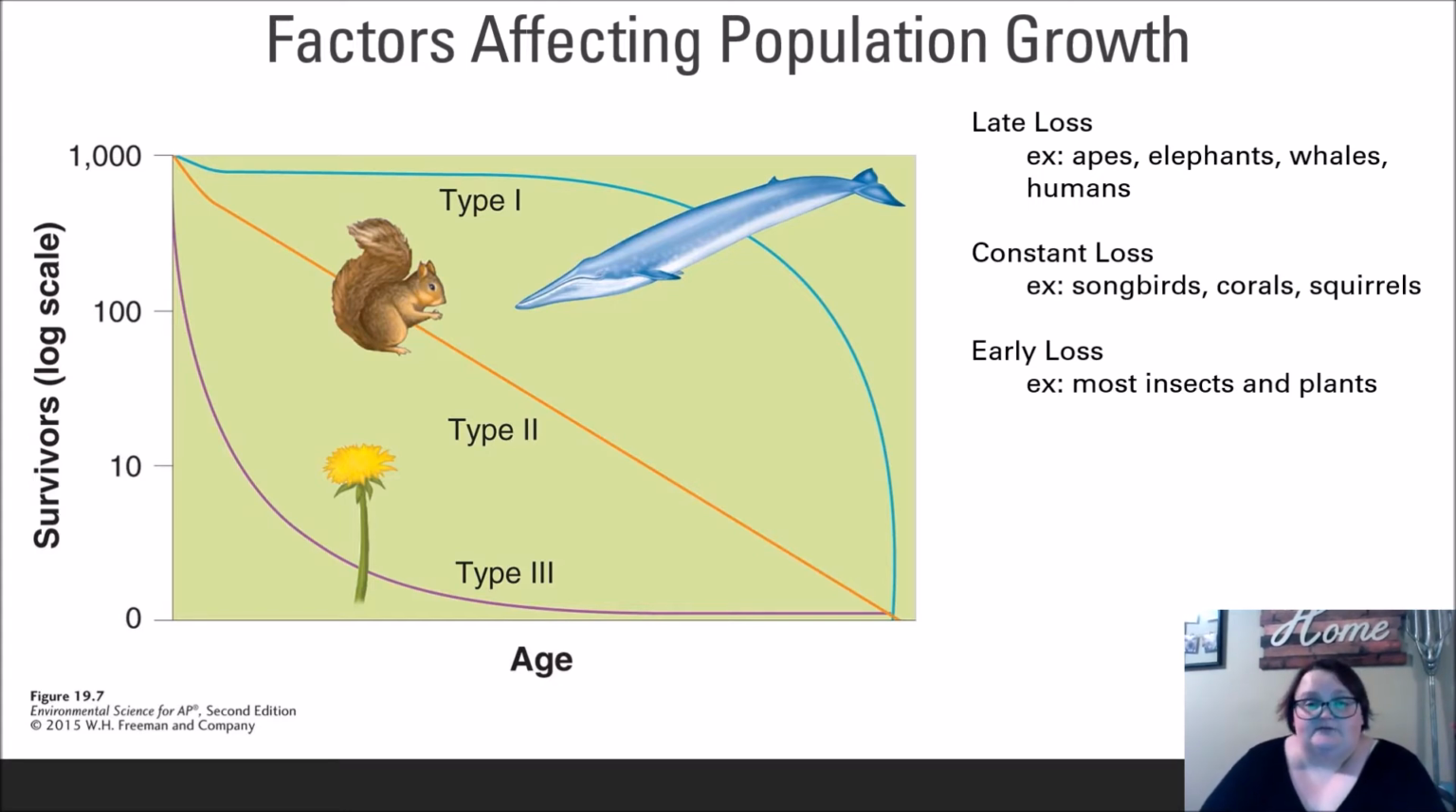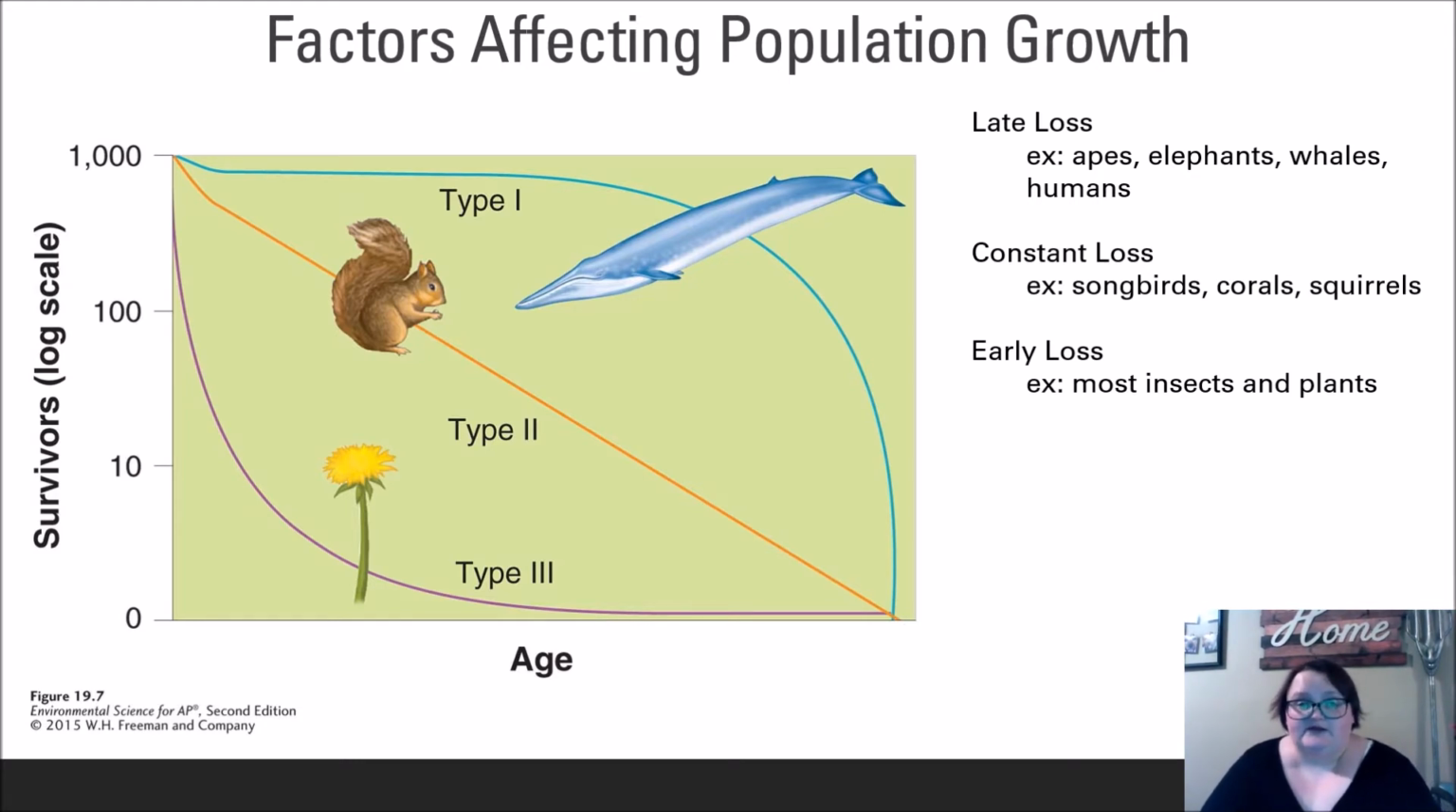Type 2 survivorship is known as a constant loss curve because individuals have a relatively equal chance of dying at any point in their lifespan. This means that there's no guarantee that surviving infancy or early stages of growth will lead to surviving into adulthood. Common type 2 organisms include songbirds, coral, and squirrels.